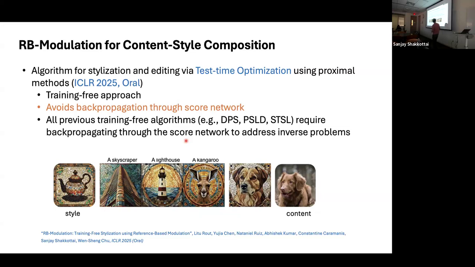Content style composition means I give you two images, one of style and one of content, and ask you to generate something with this content in that style. And this is an example of it. Okay? So RB-Modulation is a tool that can do these kinds of things. And this pipeline is being productionized right now in certain Google pipelines.